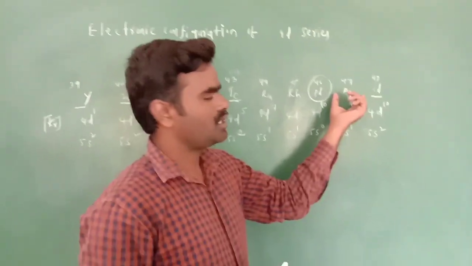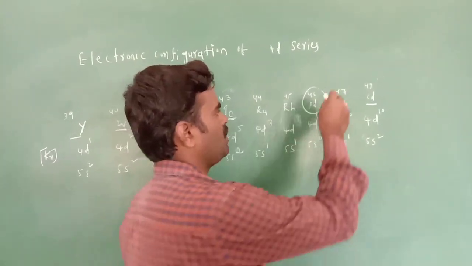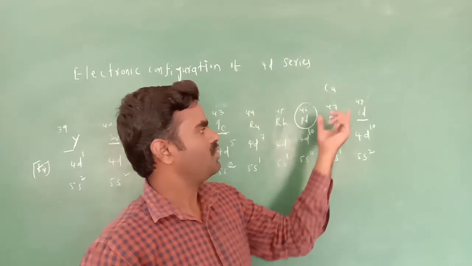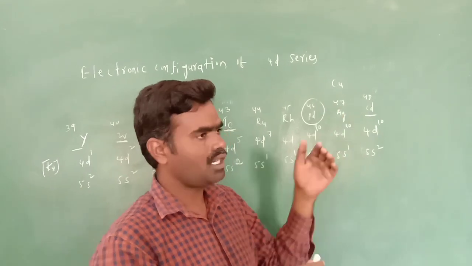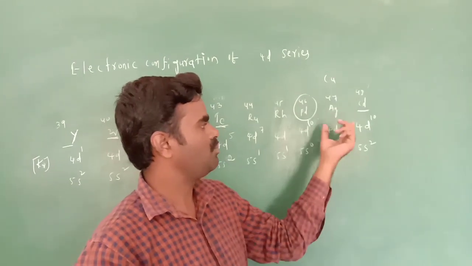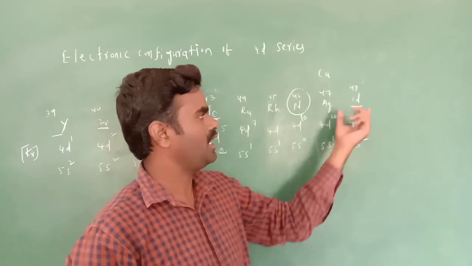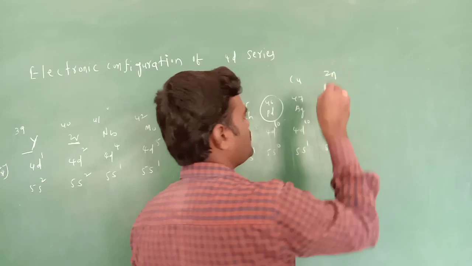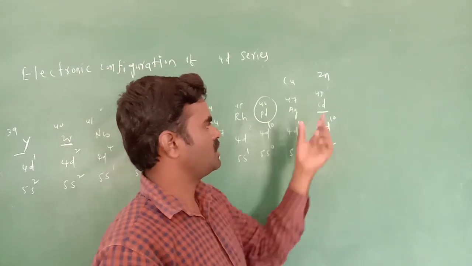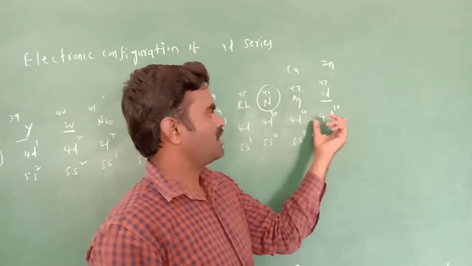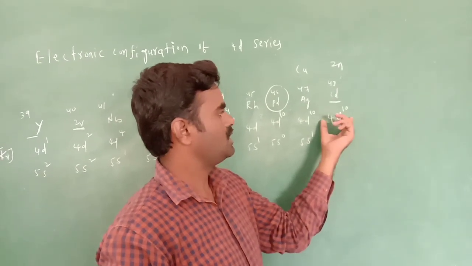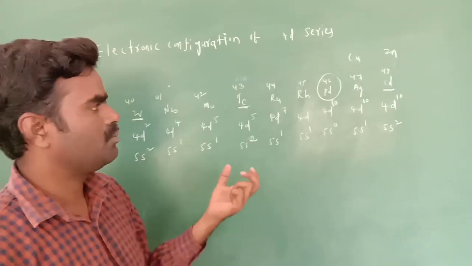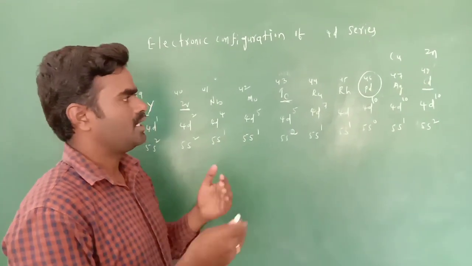Coming to silver, it is the successive element of copper. Copper has the electron configuration 3d10 and 4s1, and silver also follows the electron configuration like copper, that is 4d10 and 5s1. Cadmium is the successive element of zinc. Zinc has a completely filled electron configuration, and cadmium shows the same as zinc, that is 4d10 and 5s2.